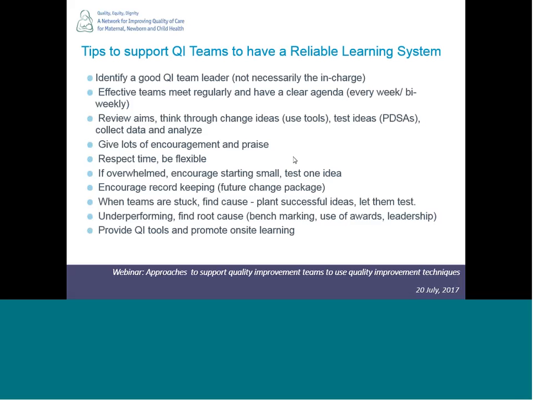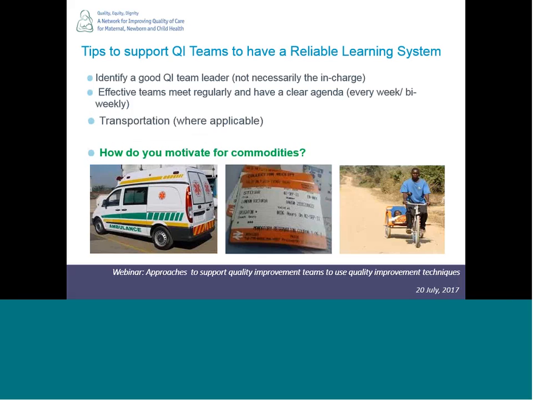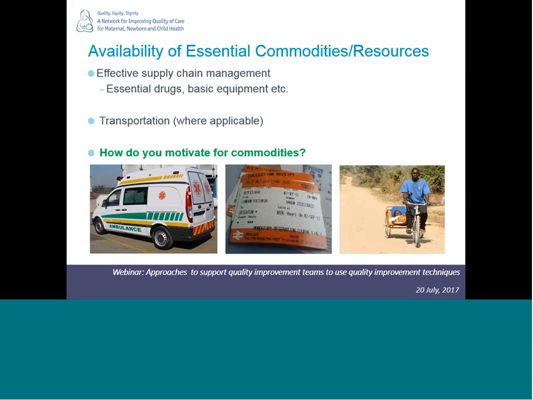You can also involve leadership. Sometimes it's a leadership issue, especially if there's no buy-in or they don't know exactly what they need to do. You could also support them around that. But also they need to have tools available to do the work. So just make sure that the tools are available, whether QI tools or tools within the facility that they need to have. Another key thing that we have seen that needs to be in place for QI to happen and for QI teams to be supported fully is the availability of essential commodities.